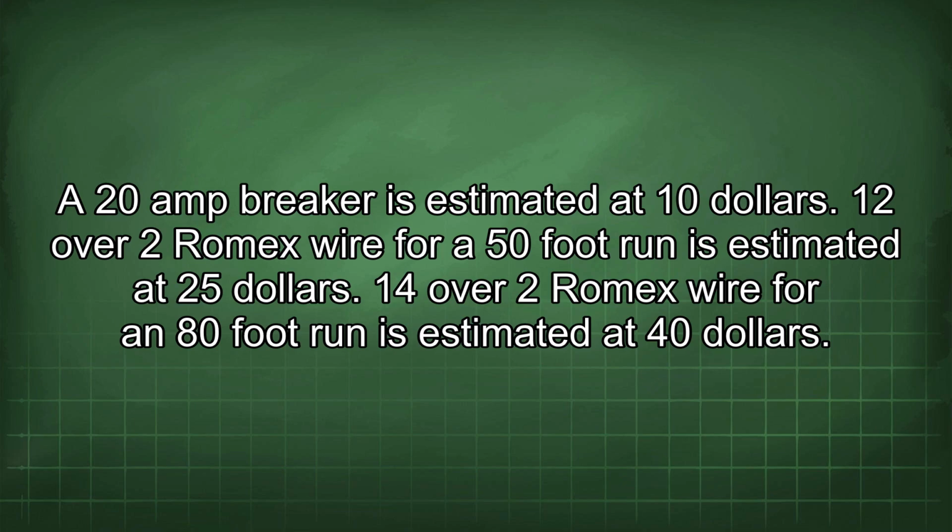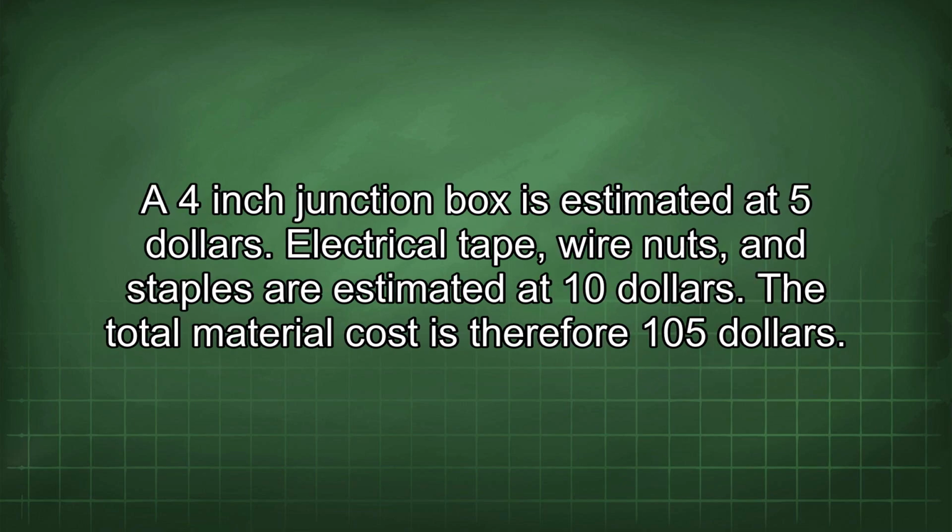12/2 Romex wire for a 50-foot run is estimated at $25. 14/2 Romex wire for an 80-foot run is estimated at $40. A 4-inch junction box is estimated at $5. Electrical tape, wire nuts, and staples are estimated at $10. The total material cost is therefore $105.